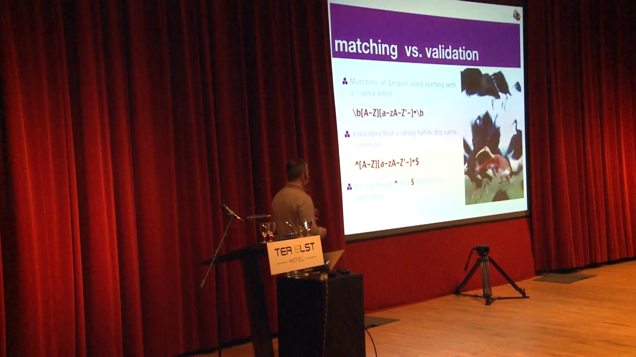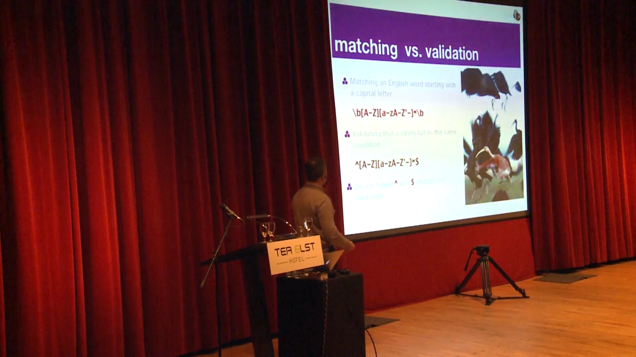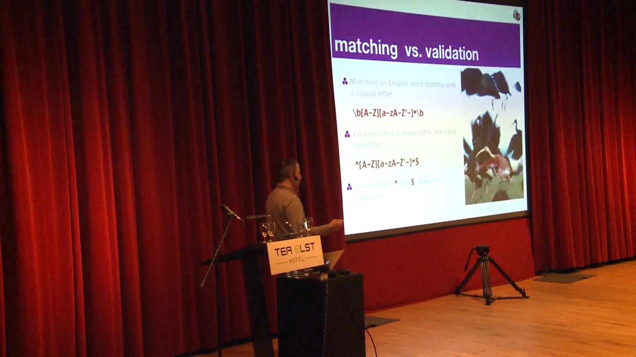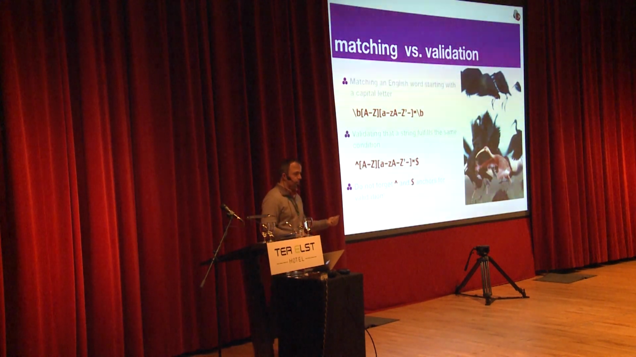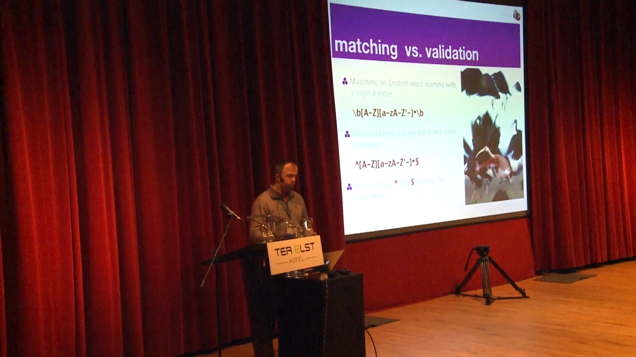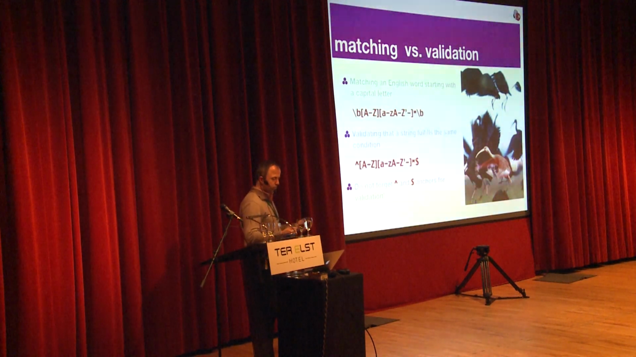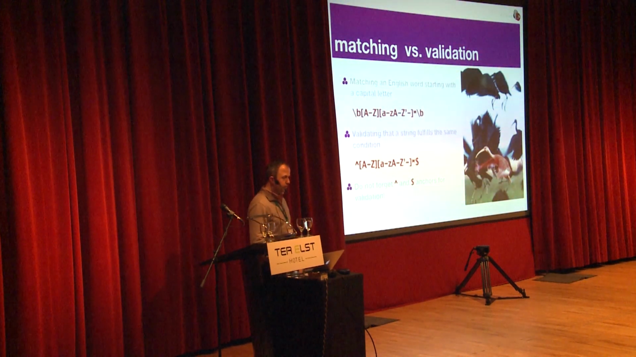If you're trying to validate, say somebody submitted a form and you have a string and you want to make sure that it's an English word starting with a capital letter, well, you have to make sure it's the whole string. So you have to put caret at the beginning to anchor it at the beginning and dollar at the end. Otherwise, you may only validate part of the string that matches it, right? You want to make sure that it's the whole thing. So don't forget those anchors for validation.